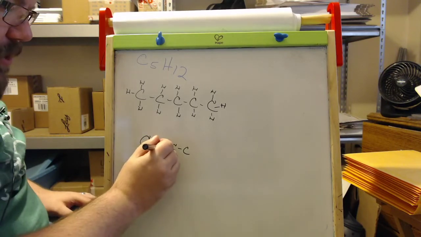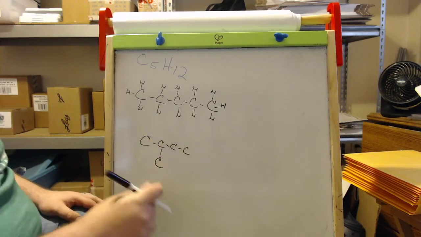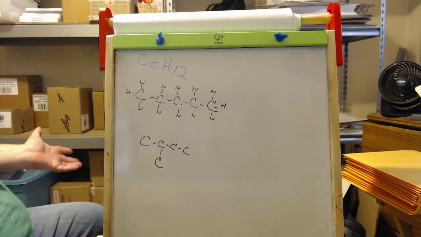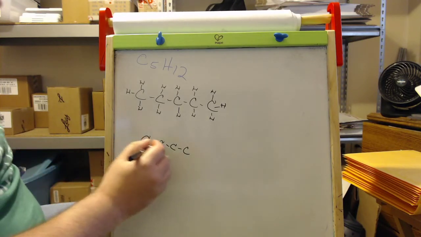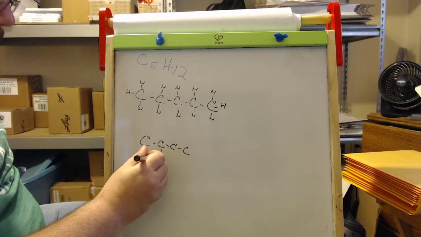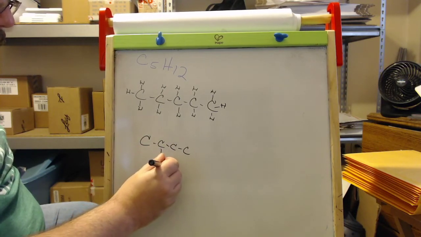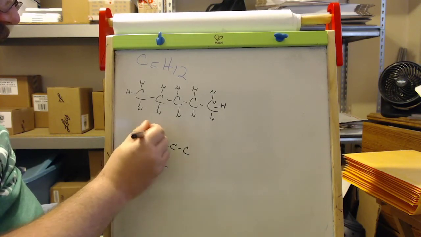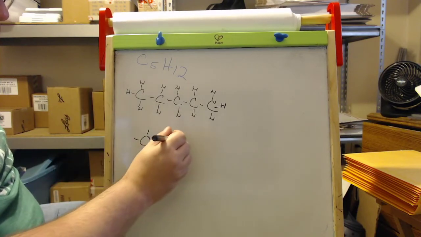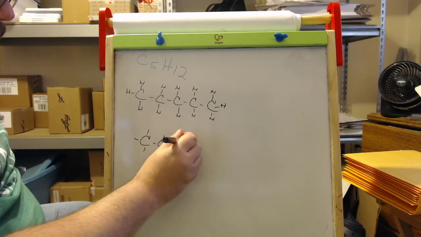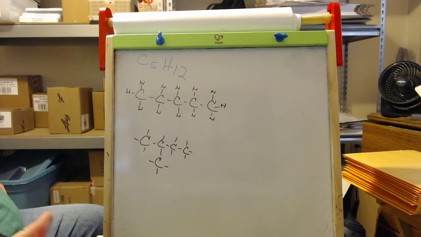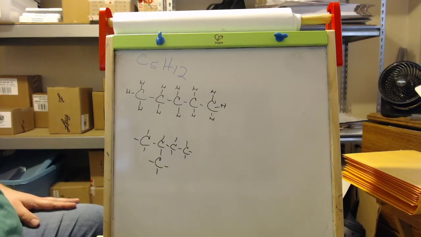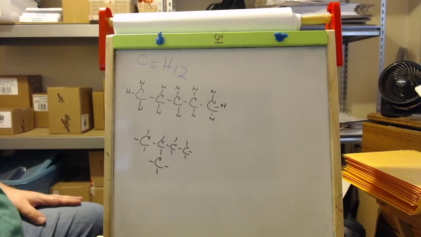Okay, so what if I put it here? All right, that could work. 1, 2, 3, 4 in a row. Let's see if we have 12 hydrogens. 1, 2, 3, 4, 5, 6. This one needs 1. There's 7, 8, 9, 10, 11, 12. Okay, so that one works out, and it's different than this one.